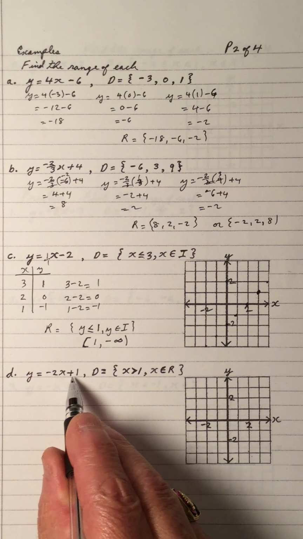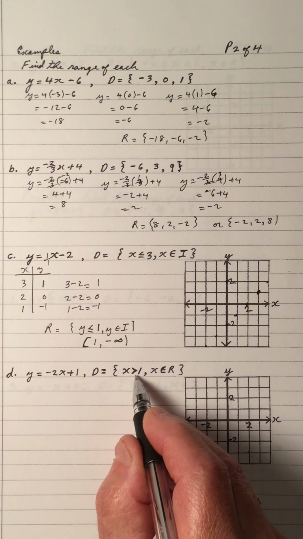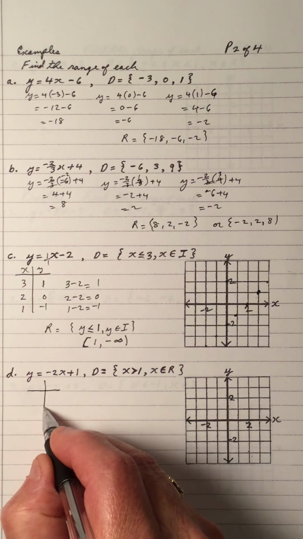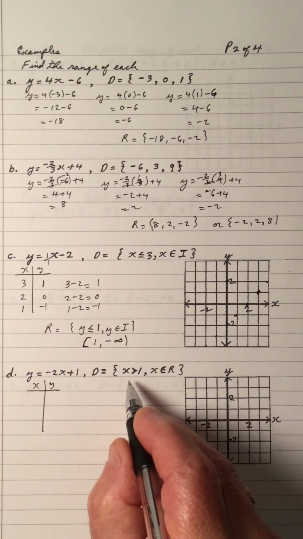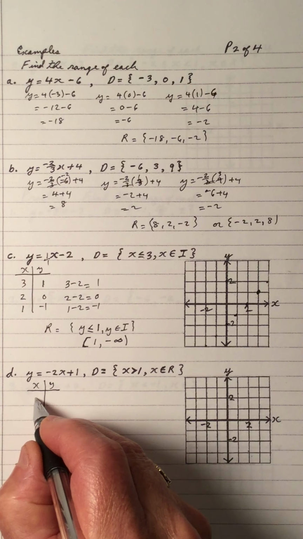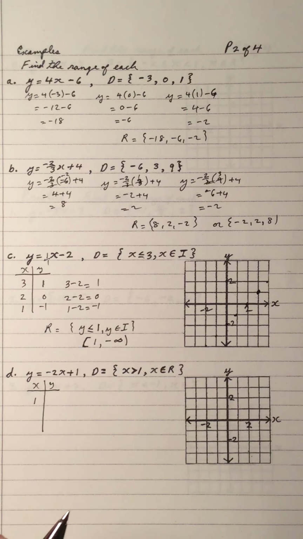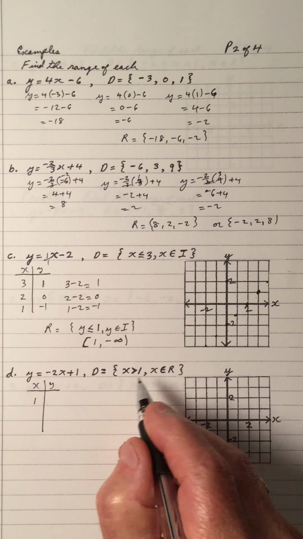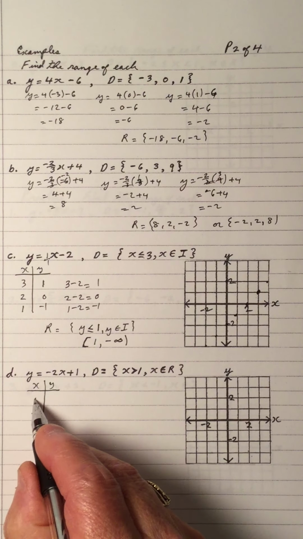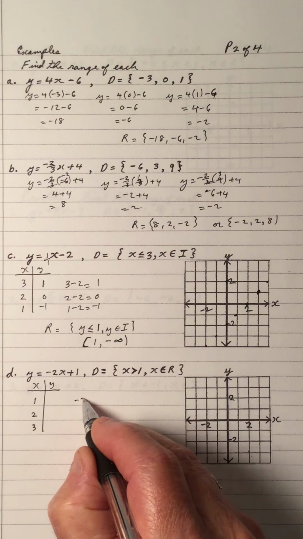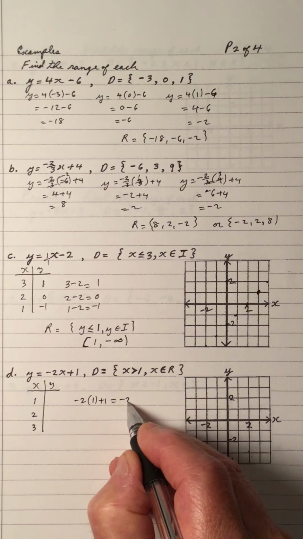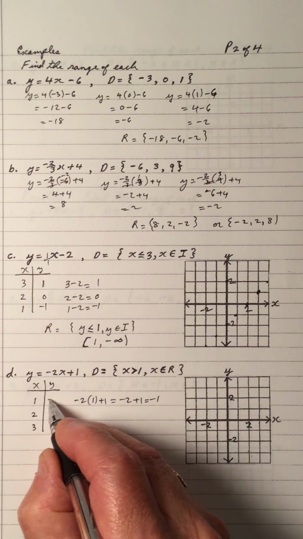D. Y equals -2x plus 1 when the domain is x is greater than 1 for the reals. So let's try a table of values again. X and y. And the domain values are x greater than 1. So let's start at 1. Always start with the number that you're given in your domain, and then greater than 1 is a 2 and a 3. I'm using these numbers, so let's plug them in. -2, put a 1 in the place of x, and work it out. -2 plus 1 is -1.